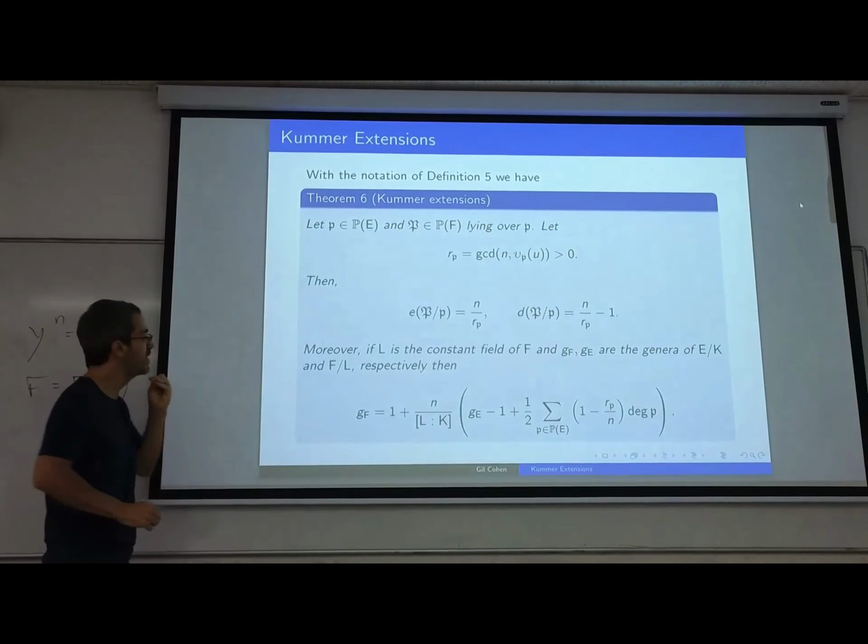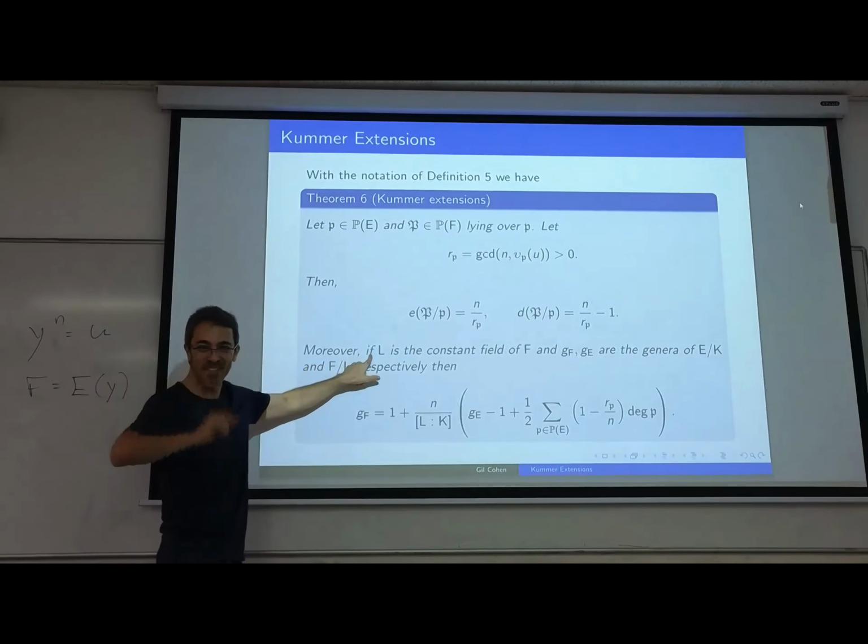No, they are not the same. So there is an if. Sorry, there is a little if here. If they are the same, there is another theorem after that we are going to encapsulate and make more pretty. But no, if I denote by L the constant field of F, then I have a nice formula for the genus of the larger field F.